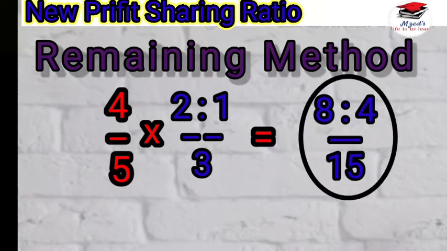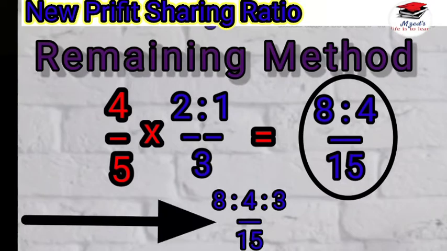8/15 and 4/15, and the new ratio of the three partners will be 8/15, 4/15, 3/15.